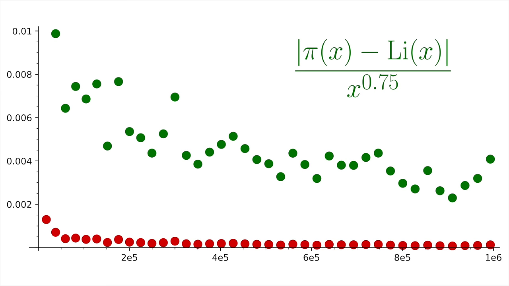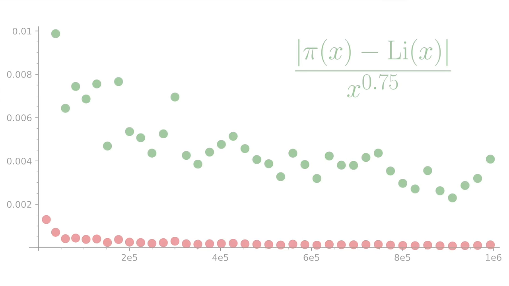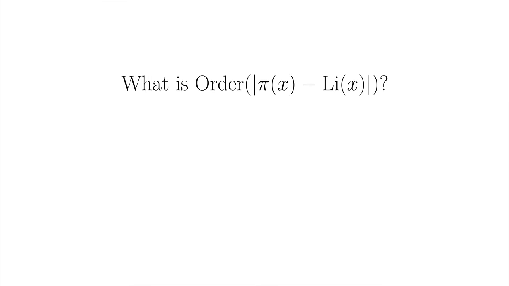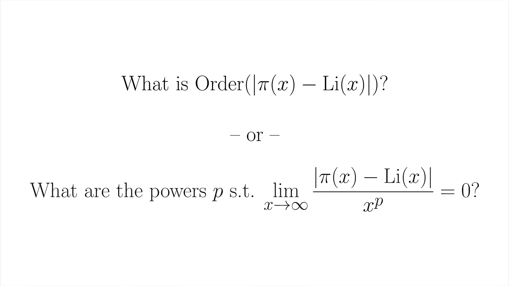So then it's a natural question, and indeed it's a question that people have thought about a lot. What is the order of the error? Or put a different way, what numbers p have the property that if I take the limit of the error divided by x to the p, then I'll get zero? And so far, from what we've seen, it seems like 0.25 doesn't have that property, and 0.75 seems to, and I've told you that what the prime number theorem says is that 1 does have that property.